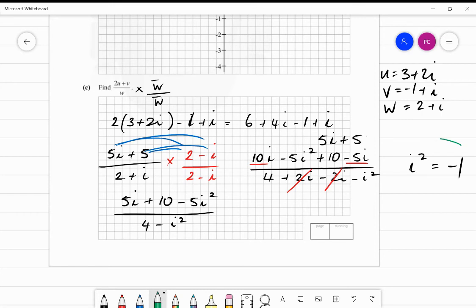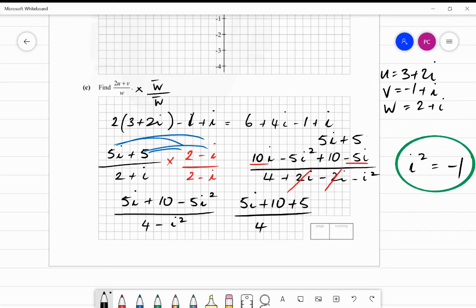I'm going to bring in this I squared is equal to minus 1 now. And anywhere I see I squared, I can replace it with minus 1. So that's minus 5 times minus 1, which will be plus 5. And on the bottom, we're going to have 4 subtract, and that I squared is minus 1. That'll become plus 1. That's going to give me 5I plus 15 all over 5.